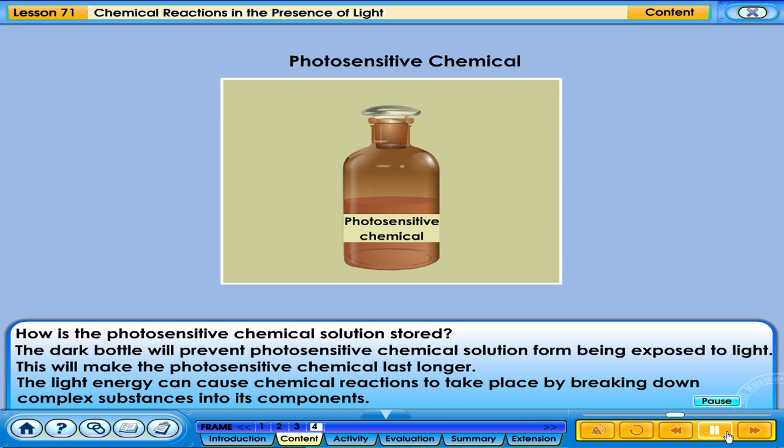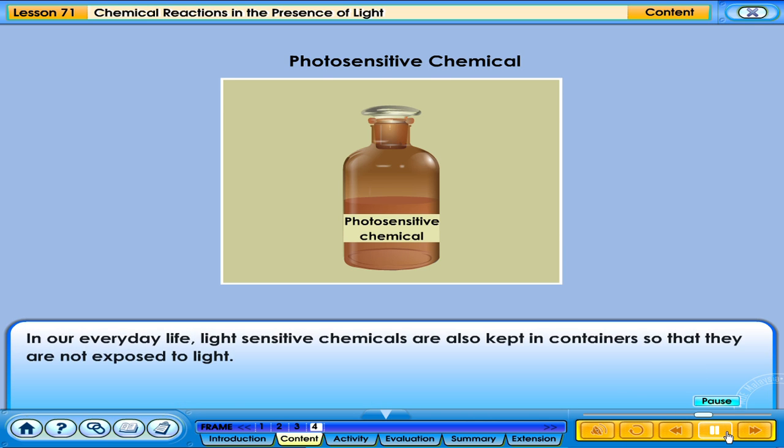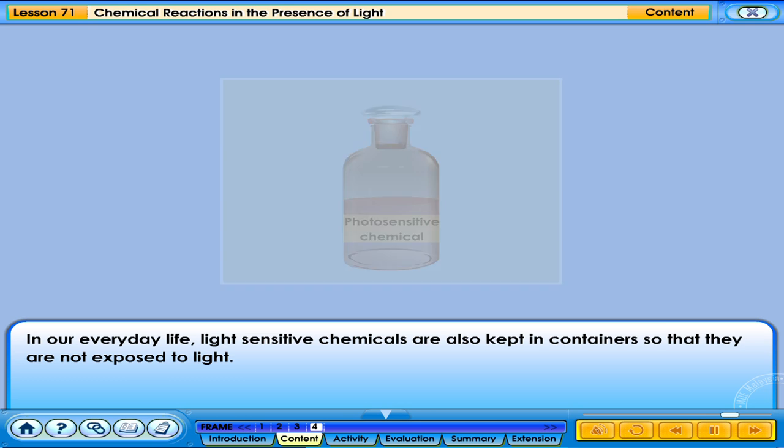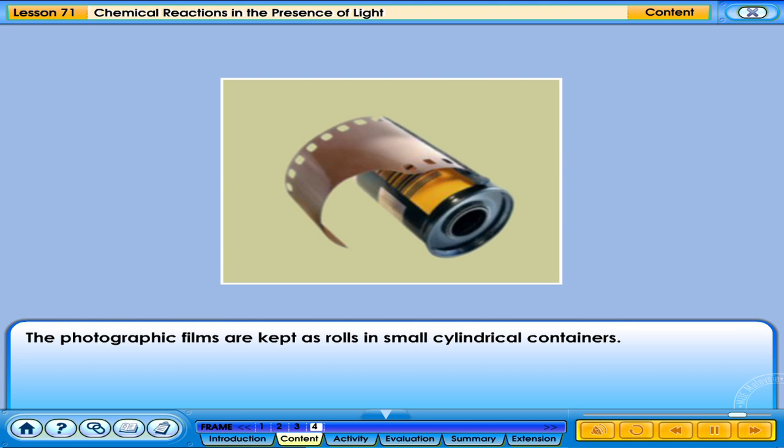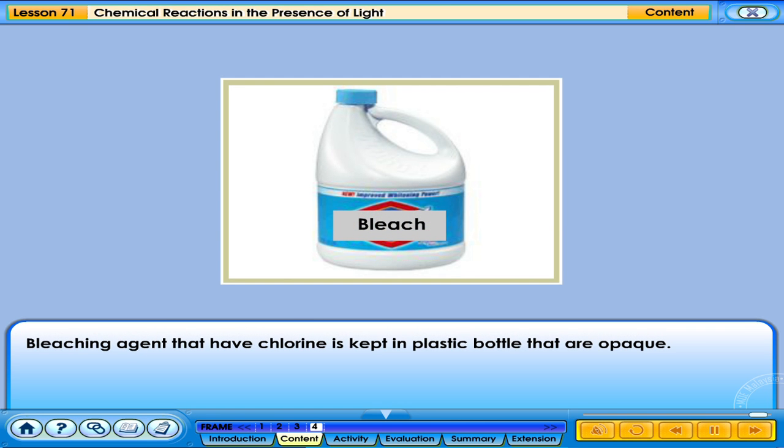The light energy can cause chemical reactions to take place by breaking down complex substances into its components. In our everyday life, light-sensitive chemicals are also kept in containers so that they are not exposed to light. The photographic films are kept as rolls in small cylindrical containers. Bleaching agents that have chlorine are kept in plastic bottles that are opaque.